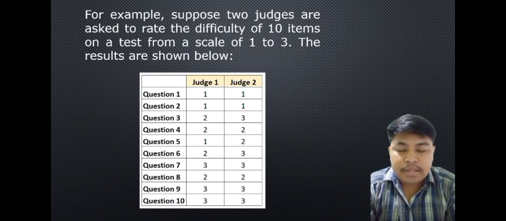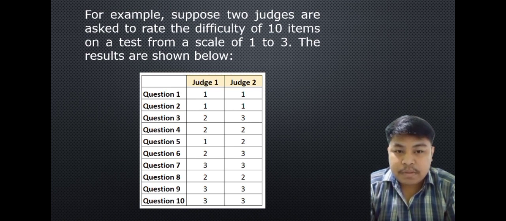So, we have here an example for the percent agreement. Suppose two judges are asked to rate the difficulty of 10 items on a test from a scale of 1 to 3. The results are shown below. From the table, we can see in the first column are the 10 questions or items of the test. In the second and third columns are the ratings of the two judges for each of the questions or items.